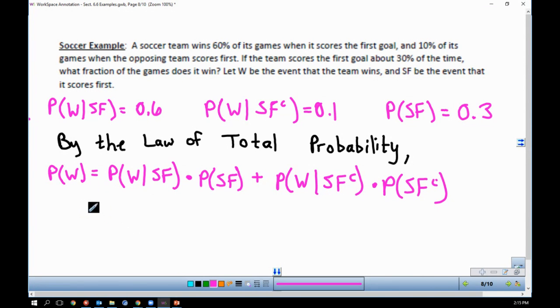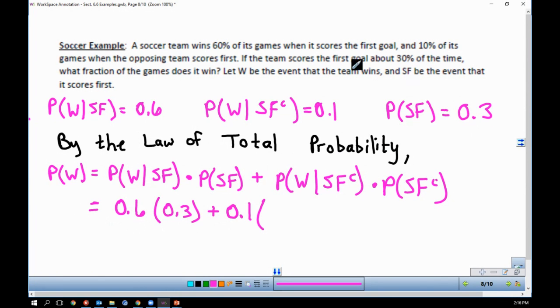Okay, so let's plug in. Win given score first is 0.6. Probability that we score first is 0.3. Plus the probability of win given we did not score first, 0.1, times the probability that we did not score first. That's 0.7.